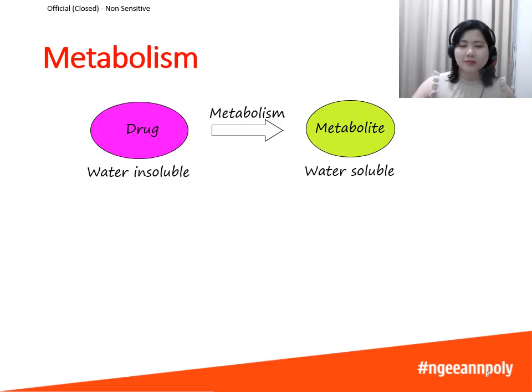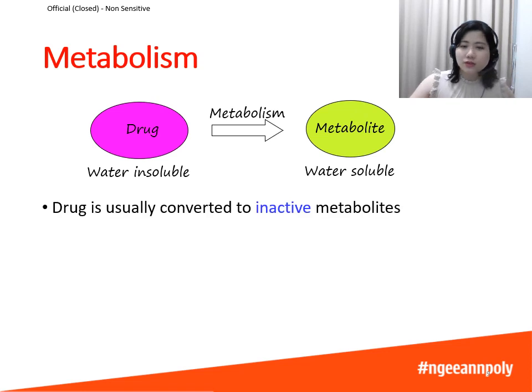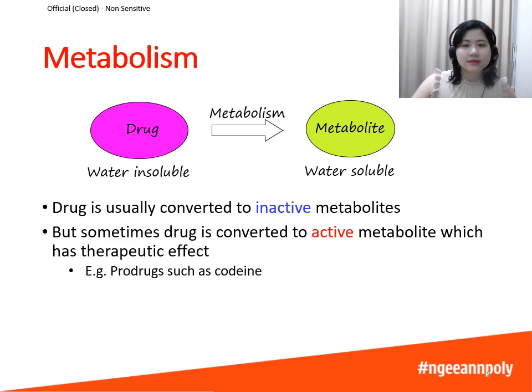The goal of metabolism is usually to make the substance more water-soluble so that it can be more easily excreted from the body. Usually, the active drug is converted to inactive metabolites. However, sometimes the drug is converted to active metabolites, which can exert a therapeutic effect. Some drugs are intentionally administered as inactive prodrugs, which are metabolized by the body to form the active drug.